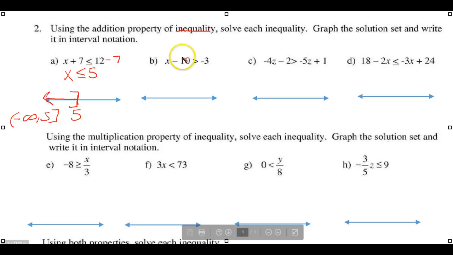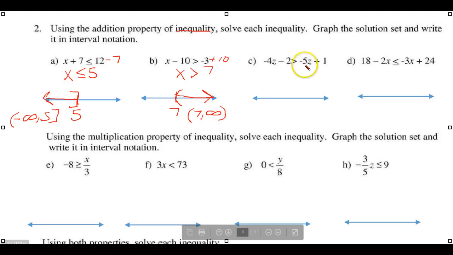Again, transpose, x is greater than, on this side it becomes a plus 10, and that gives us a 7. So 7, and again, it's only greater than, so it's a parenthesis, and in interval notation, parenthesis 7, positive infinity.